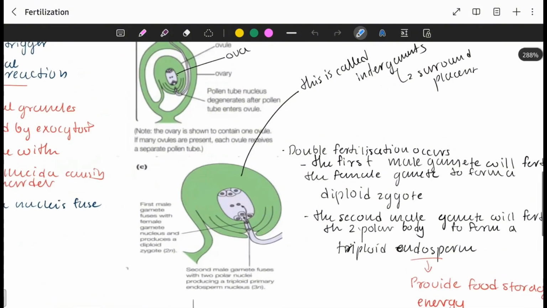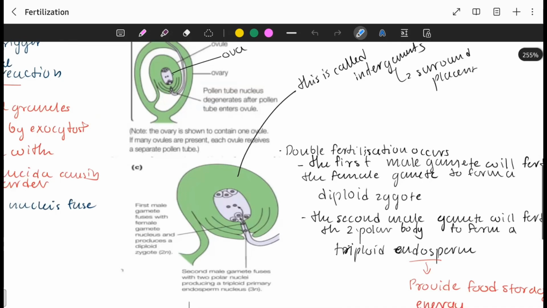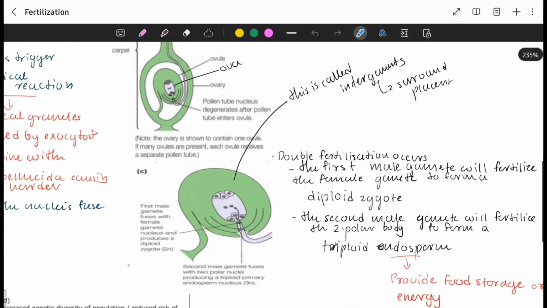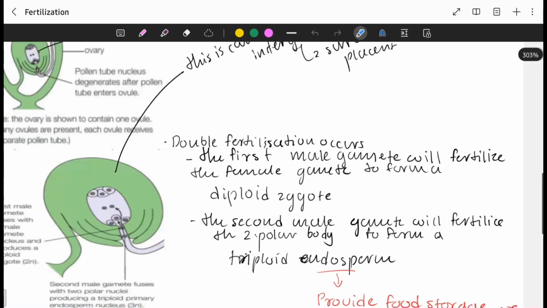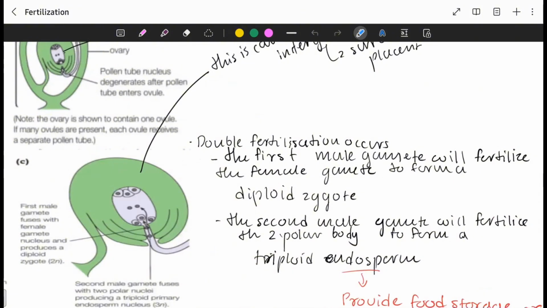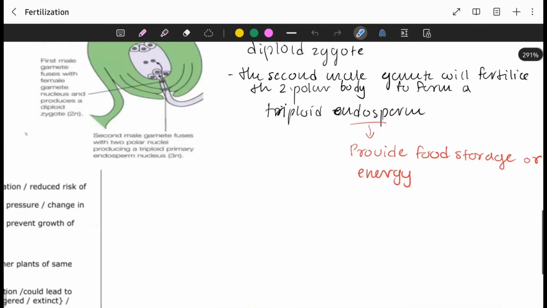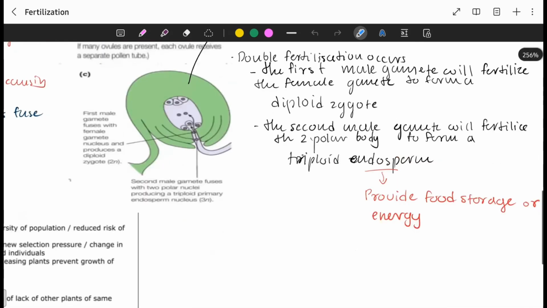And the double fertilization: the male gamete will fertilize the female gamete and form a diploid zygote, like we know. Then a second male gamete will fertilize the two polar nuclei. As it fuses with two polar nuclei and one male gamete, it will form a triploid endosperm. That basically provides food storage or energy so that it can grow properly.